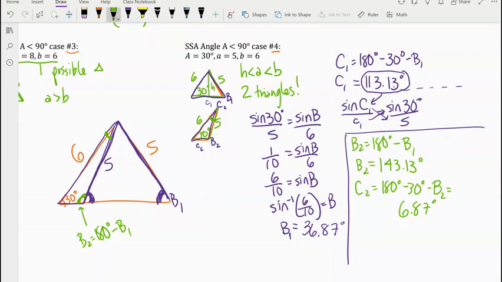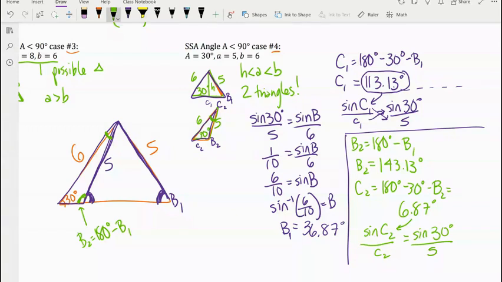Okay, so C sub 2 is equal to 180 minus A minus B sub 2. So that's my C sub 2. And then again, to solve for lowercase c, you're going to do sine of C sub 2, again, leaving this in your calculator, over lowercase c sub 2 is equal to sine of B sub 2. I'm sorry, let's do sine of 30 over 5.